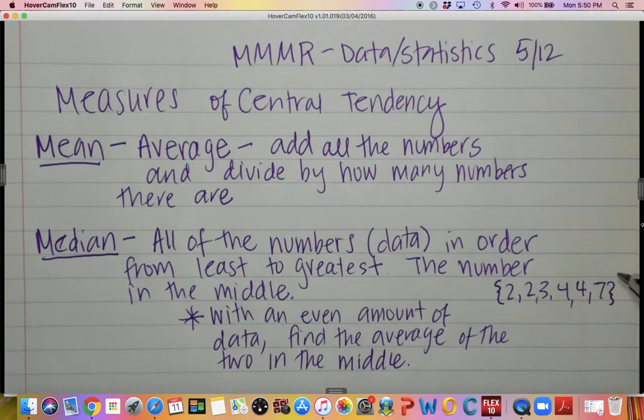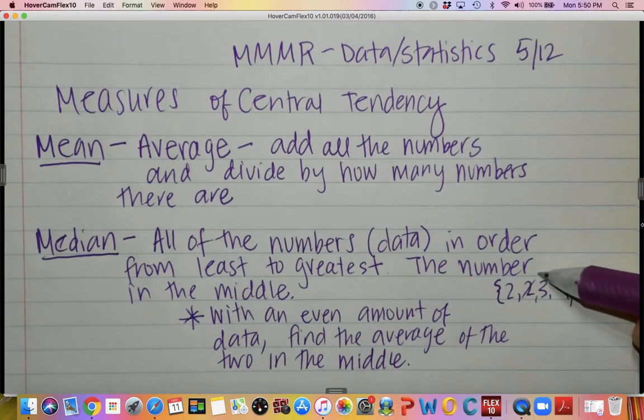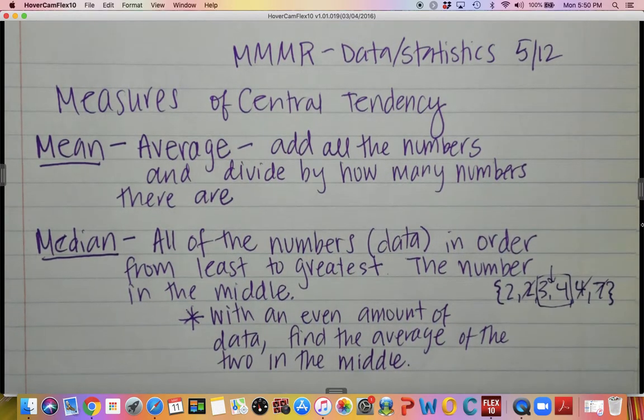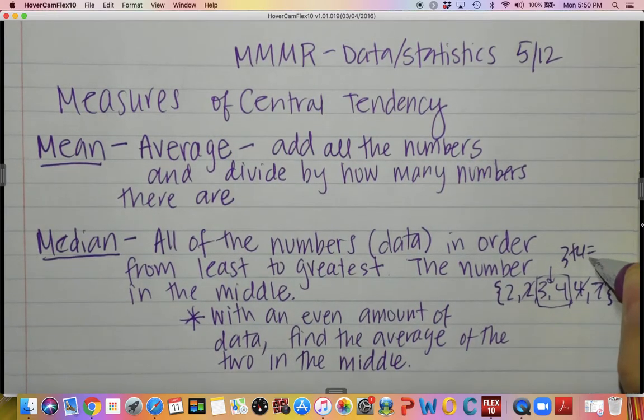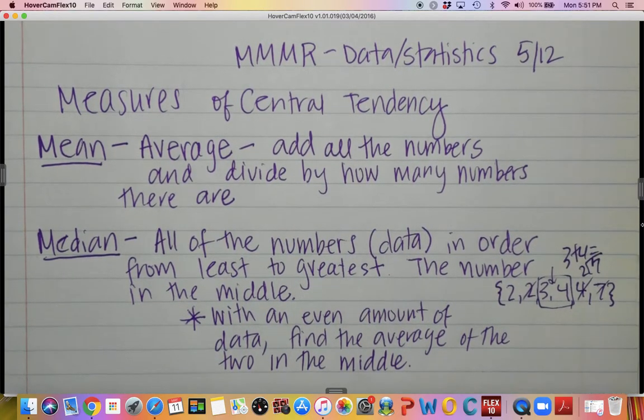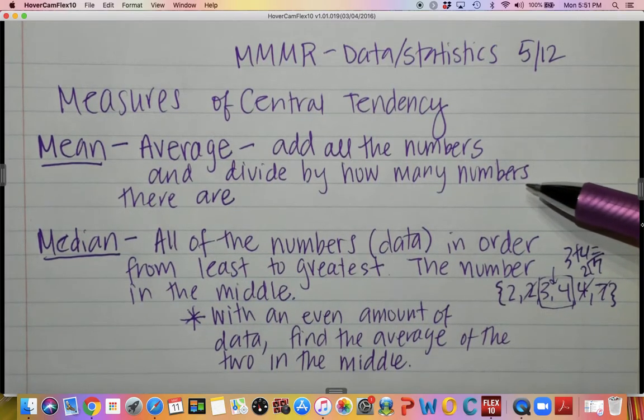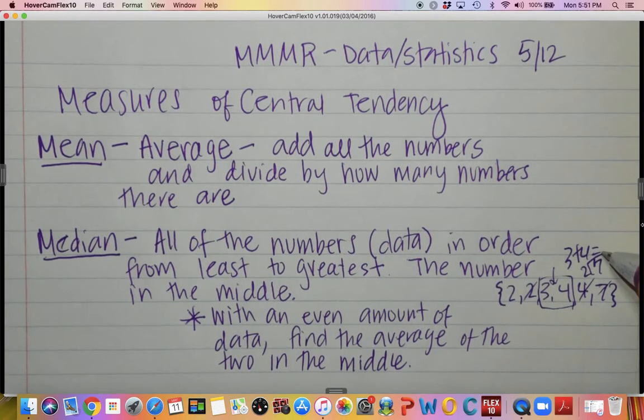I have 6. 1, 2, 3, 4, 5. I have 6 numbers here. So I'm going to find the average by doing 2, 7, 2, 4. Okay, these are my 2 middle numbers. I have to find the average of the 2 middle numbers. So I add them up. 3 plus 4, I get 7. I divide 7 by 2 because I'm going back to how to do the mean. And I get 3.5. So my median would be 3.5.